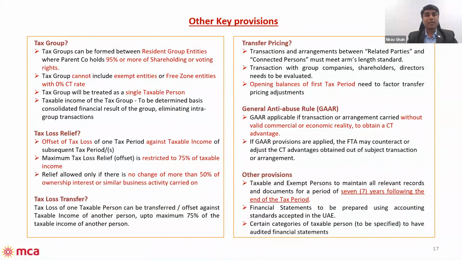Financial statements are required to be prepared based on the accounting standards generally acceptable in the UAE, and entities are free to adopt the accounting standards which are applicable to them, but which are accepted in the UAE. And also certain category of person may be subject to audit. Presently, this has not been specified. A cabinet decision will specify which kind of person, whether taxable or exempt or a free zone person, will be subject to audit.